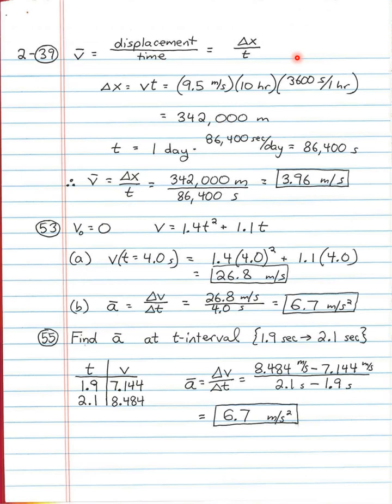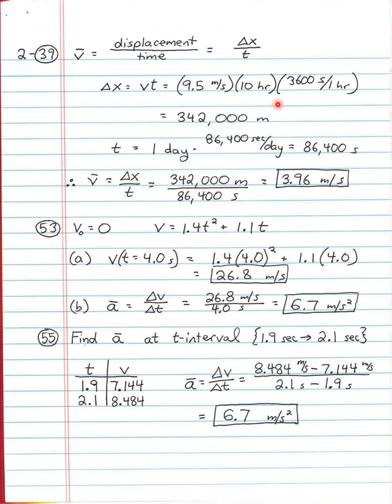So let's first look at their displacement. Displacement is speed times time. They went 9.5 meters per second times 10 hours. But we have to deal with this seconds versus hours. We need a consistent time unit. So let's convert that 10 hours to seconds. We're going to multiply it by 3,600 seconds per 1 hour.